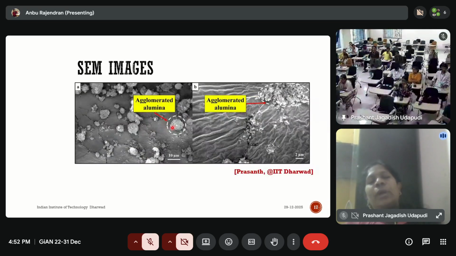Yeah, if you have developed a composite like alumina embedded in a metallic matrix or something like that, the particle distribution, the newly added thing, can also be studied by using SEM.